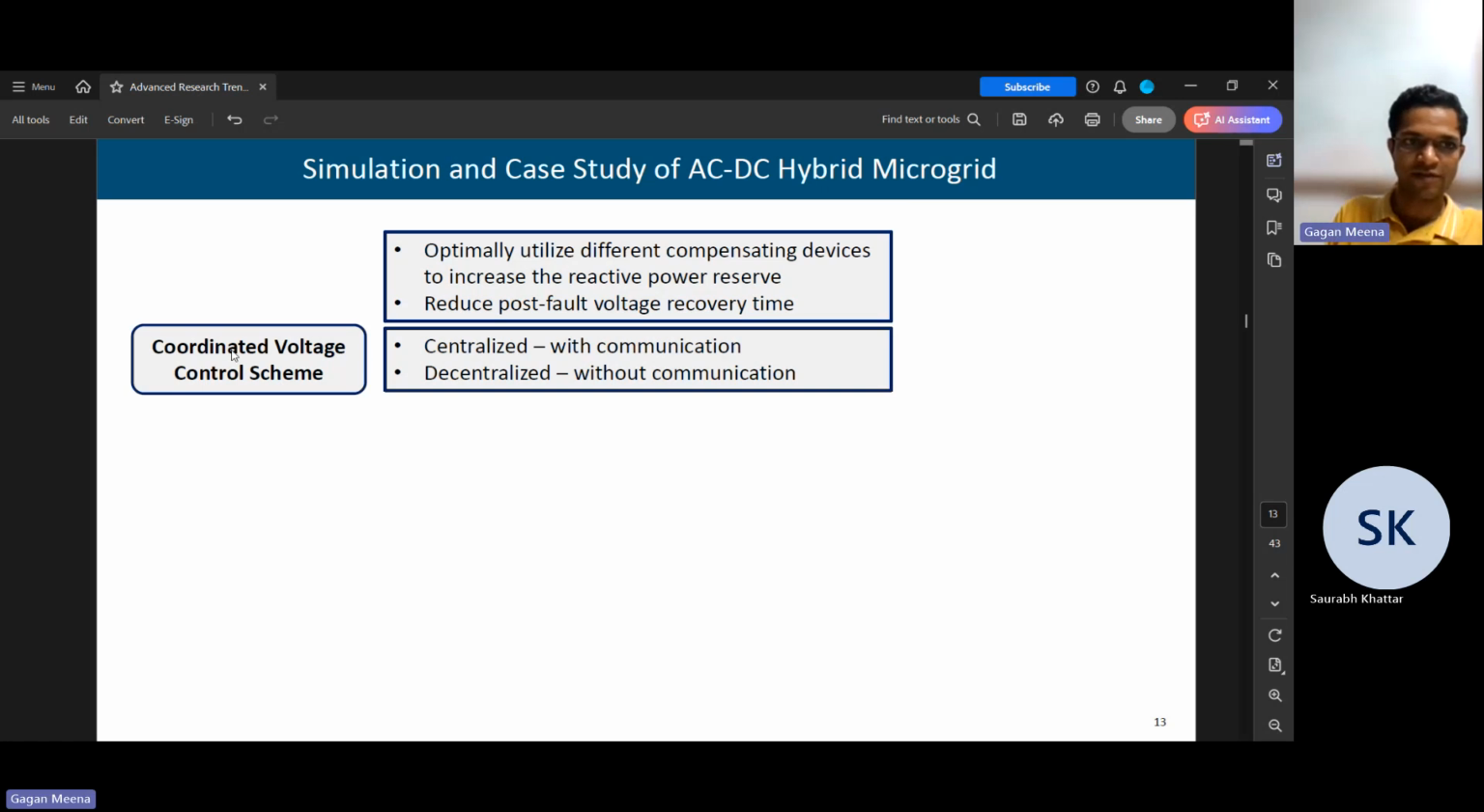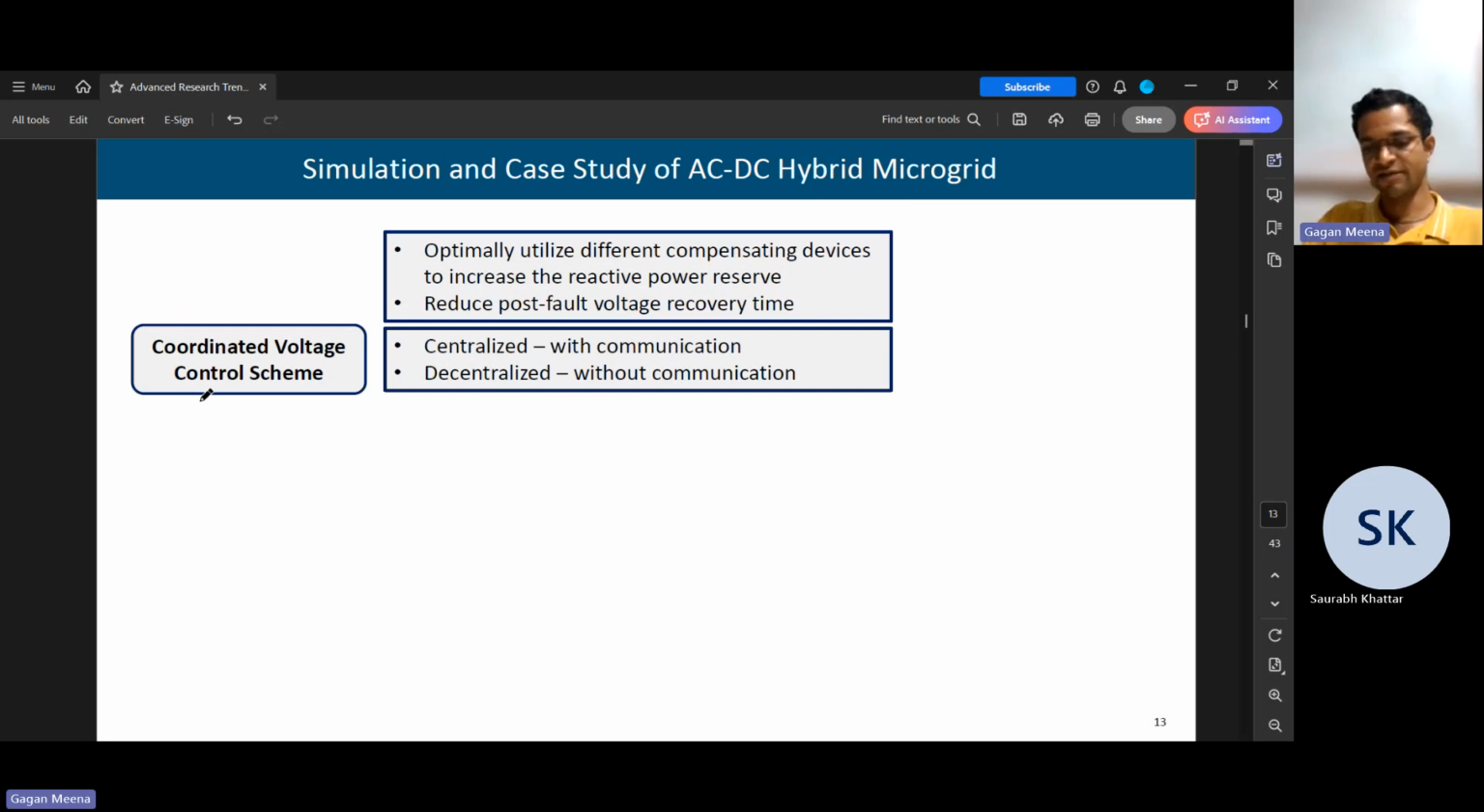The next one was this AC/DC hybrid microgrid. And here the main thing which was discussed was the current coordinated voltage control scheme: how to maintain the voltage profile in a distribution system as we move along the feeder. Because in distribution systems, especially the rural feeders, they are very long.